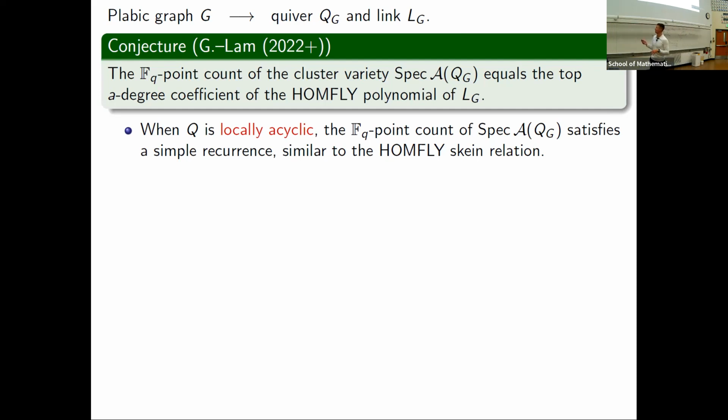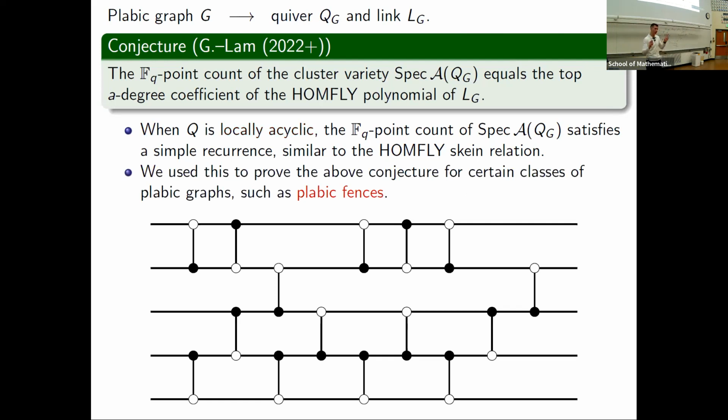So we were able to show for a class of graphs, which we call leaf recurrent, where your source vertex has to be a leaf, that in that case the conjecture is true. An example is these plabic fences, where you draw n strands, and then you put arbitrary black and white bridges between them in any way you want. Then the claim is that the conjecture holds. So the point count is a specialization of the HOMFLY polynomial.